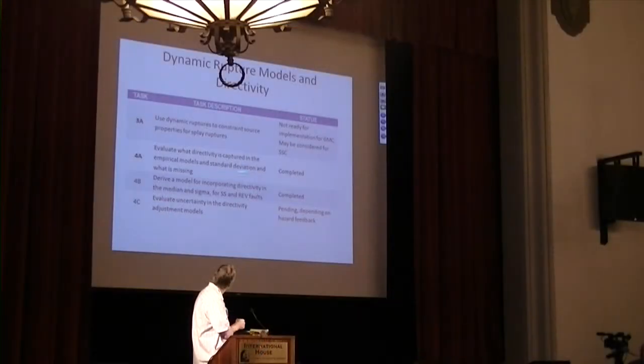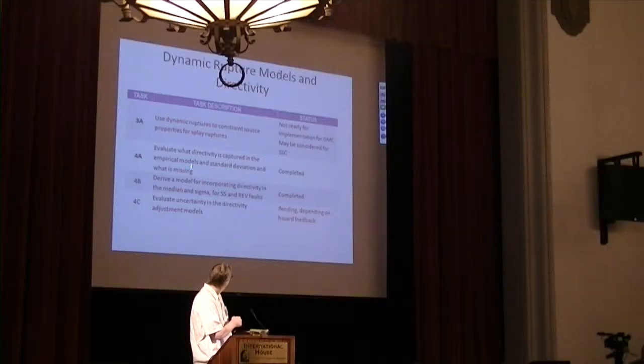Rupture directivity models and dynamic rupture models. One is using the dynamic rupture models to constrain the source properties for splay faulting. We think that's going to be helpful for the source characterization part, but the dynamic ruptures aren't ready for us to take their ground motions yet and start to apply them. So that is one of the tasks that's moving forward, but it will probably be in future studies that we get to that state. For directivity, we have a model now that can be incorporated into our GMPEs, so that's a big step forward.